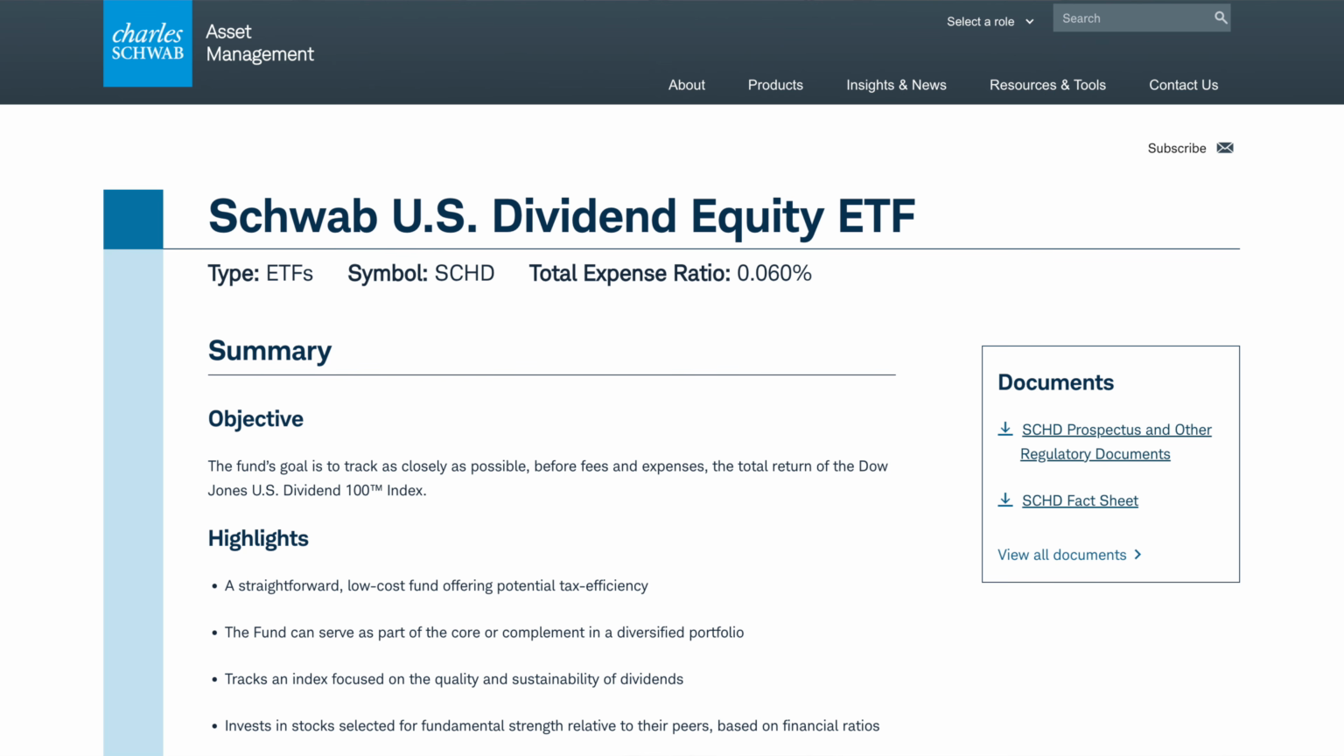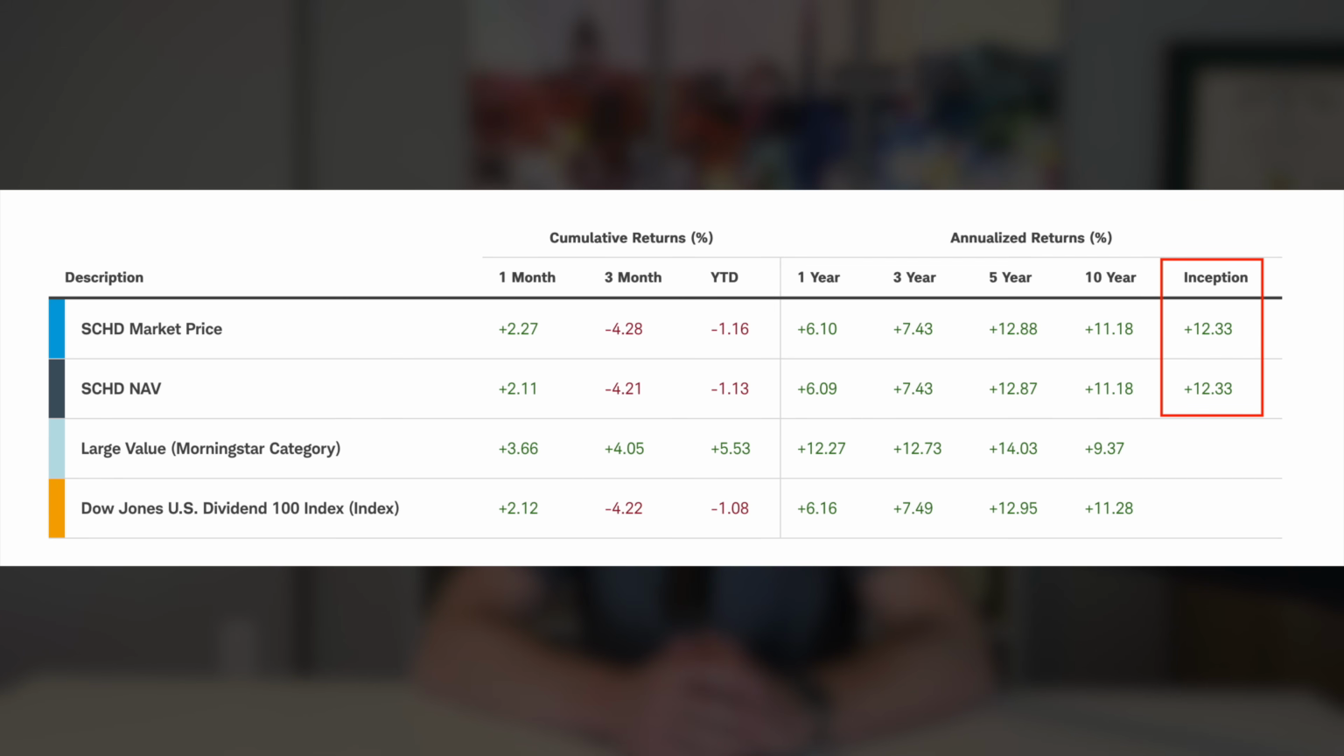Dividend Equity ETF. For the right investor, SCHD could be a great addition to a long-term diversified portfolio. Since it launched in 2011, it's delivered an average annual return around 12.3%. That 12.3% average annual return shows just how powerful SCHD has been as a compound investment. Now, past performance doesn't guarantee future results, but if that rate of return continues, your investment could double about every 6 years. That's some serious compound growth.